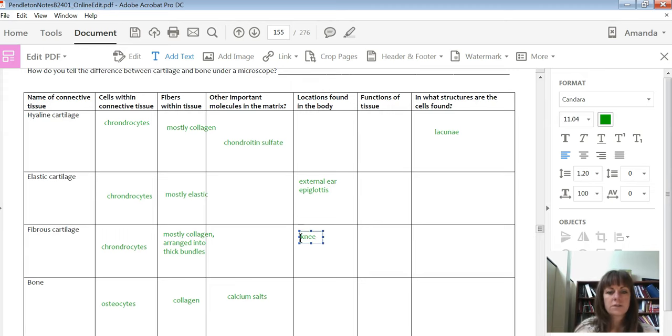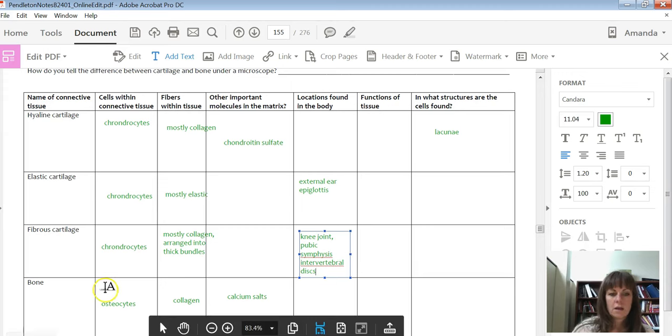Fibrous cartilage, we're going to find that in the knee joint. We're going to find that in a thing called the pubic symphysis. That's where your two pubic bones come together, right in the pubic area. And we're going to find this in intervertebral discs, the little pads that sit in between your vertebrae. Bone, well, we're going to find that anywhere we find bone.